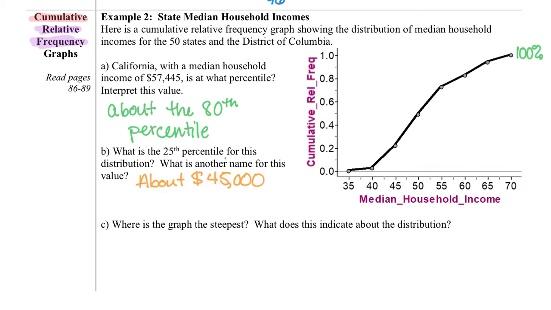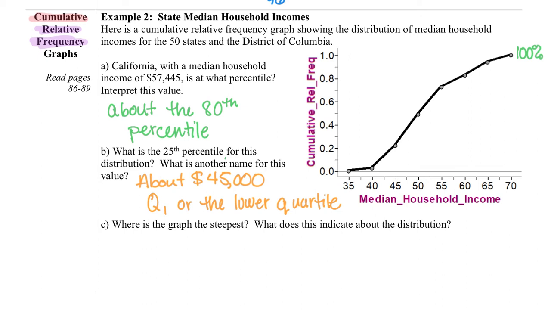And I'm curious if any of you have caught on, what would be another name for the 25th percentile? We just learned in the last chapter about that 5-number summary. So the 25th percentile would be where our lower quartile would be.